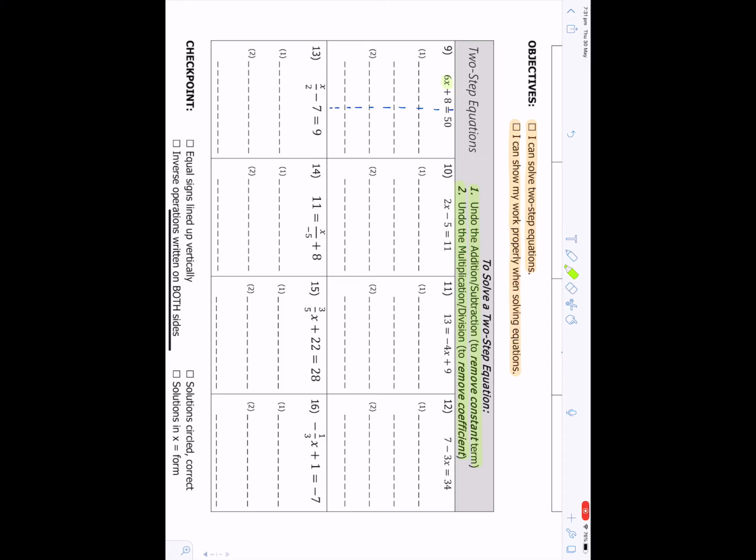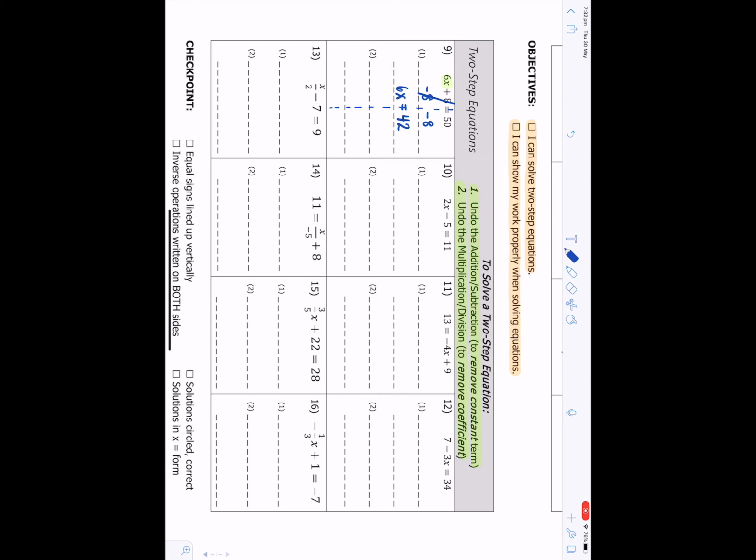So the opposite of adding 8 would be subtracting 8. I need to do that opposite operation on both sides of my equation. So I will subtract 8 on the left and subtract 8 on the right. The 8's cancel, leaving me with 6x equals 42.